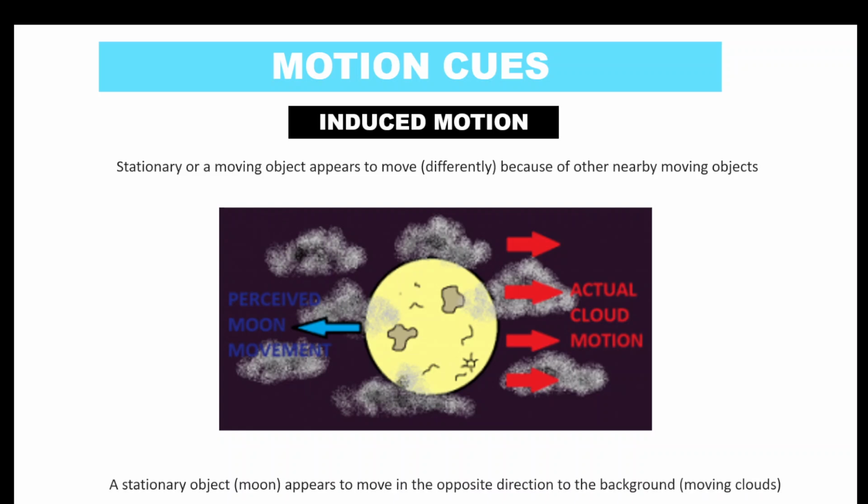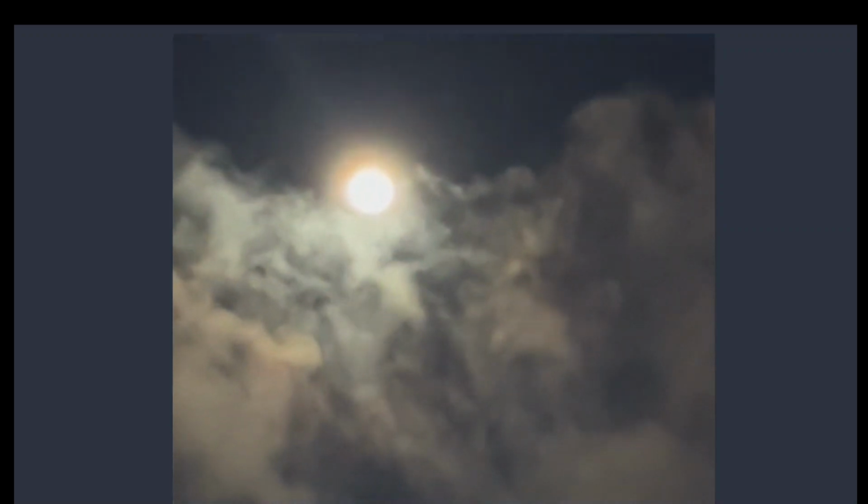Well, I'm going to show you how. Let's start with a clip. The clouds are moving forward, that is above me, and the moon appears to be going down. But the moon is stationary, basically. So this is induced motion.